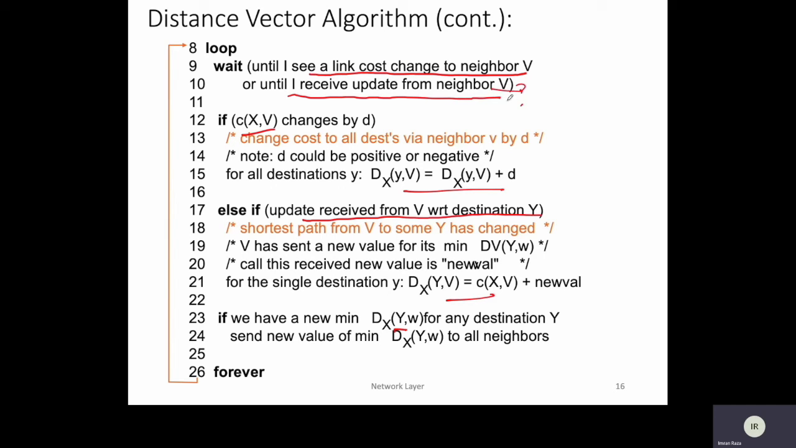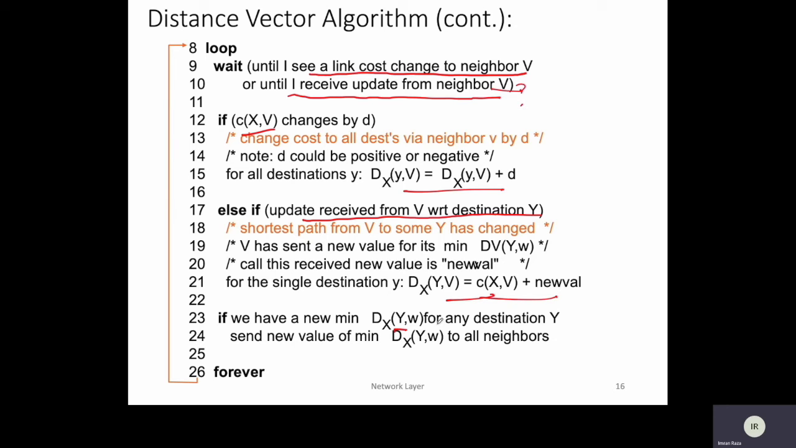So we have covered this part. If there is a link cost change by D, we'll calculate the new cost. Else, if we receive an update with respect to some destination Y that we have seen in the example, we will again calculate the new cost as we discussed, and if the new cost is the least cost, we have to communicate this least cost to all our neighbors.